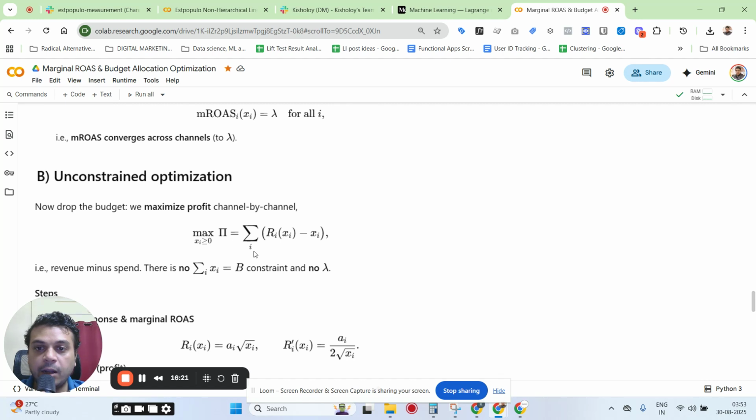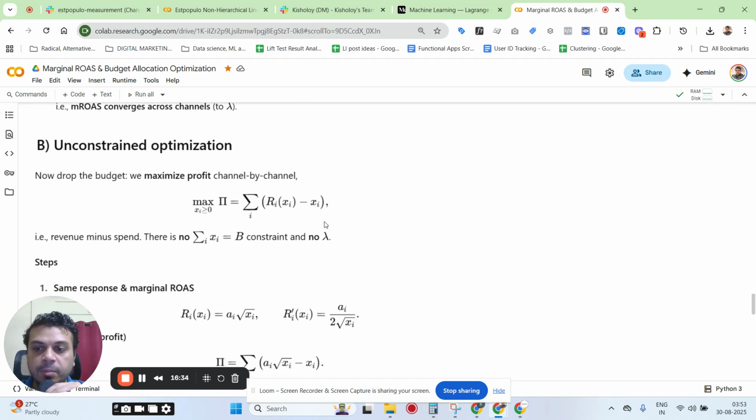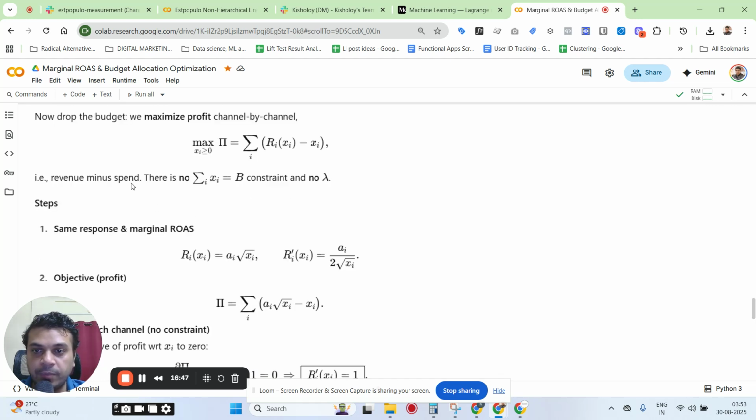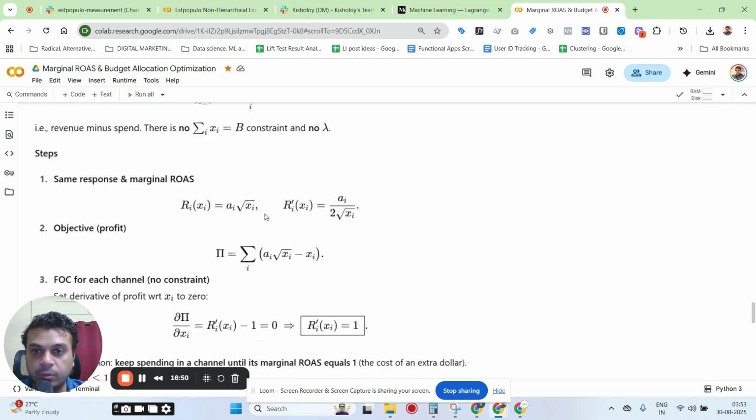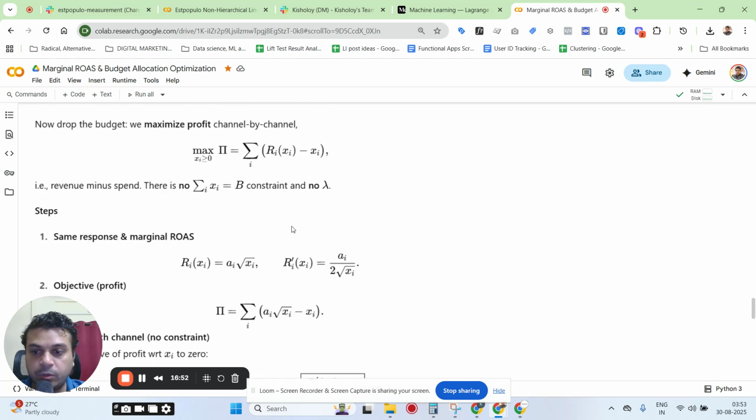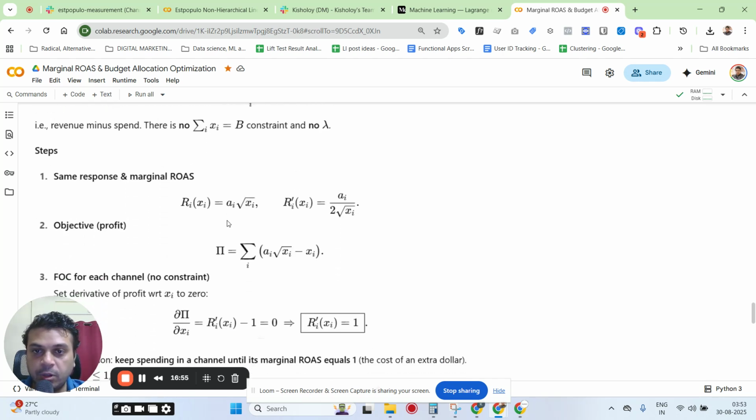So if that's the case, how do we define profit? Remember, there's no budget constraint here. So it's nothing but the summation of the difference between the revenues and the spends, right? That's how we get our profit. Again, this is a simplification. Just think for now that these are the only costs involved. So maximizing this value is our objective function, that is, maximizing the profit, which is revenue minus spend. There is no summation of xi equal to B, and therefore no lambda appears. So remember, lambda is only important whenever there are such constraints.